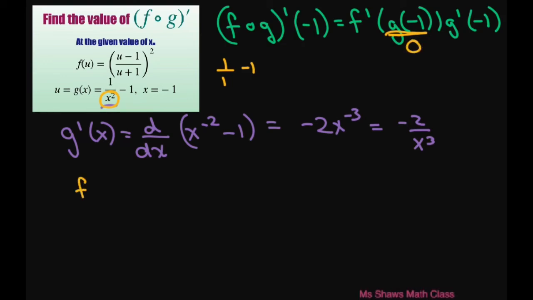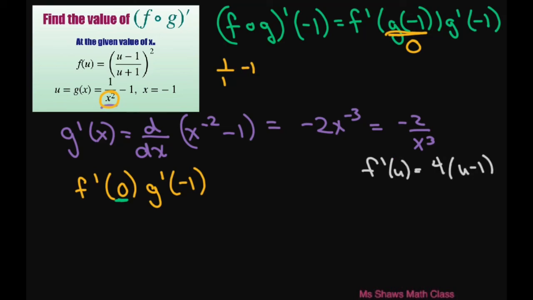Now we have f prime of 0 times g prime of negative 1. When I substitute in 0 into my f prime, I'm going to write down my f prime again. So your f prime of u, that was 4 times u minus 1 divided by u plus 1 cubed. So if I substitute in 0, I'm just going to get negative 4, because you'll have negative 4 divided by 1. So this equals negative 4.